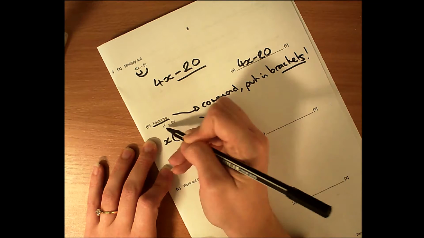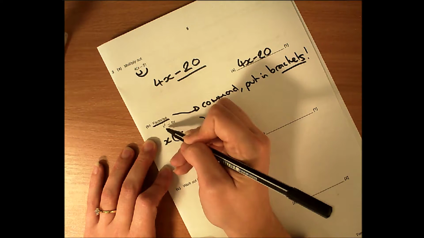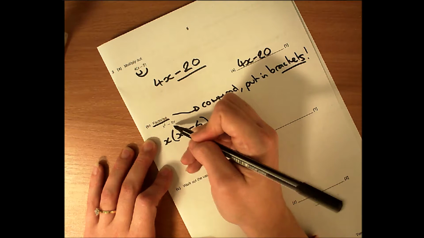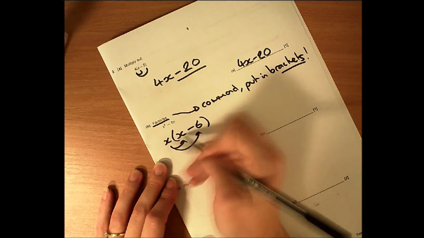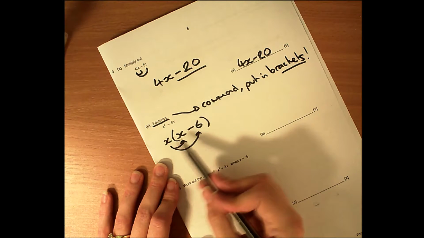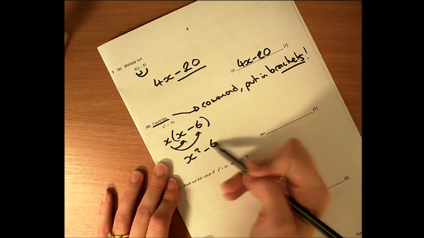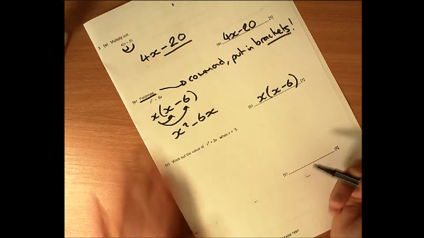Well, there's no numerical factor, so I'm going to just take out an x. x times x is x squared, and x times minus 6 is minus 6x. So I'm just going to expand them to double check it works the other way around. So x times x is x squared, x times minus 6 is minus 6x. So the question and my answer match, so that must be the factorised solution.